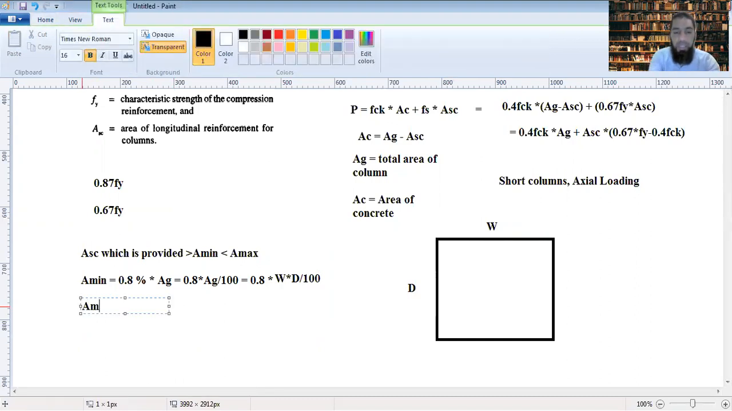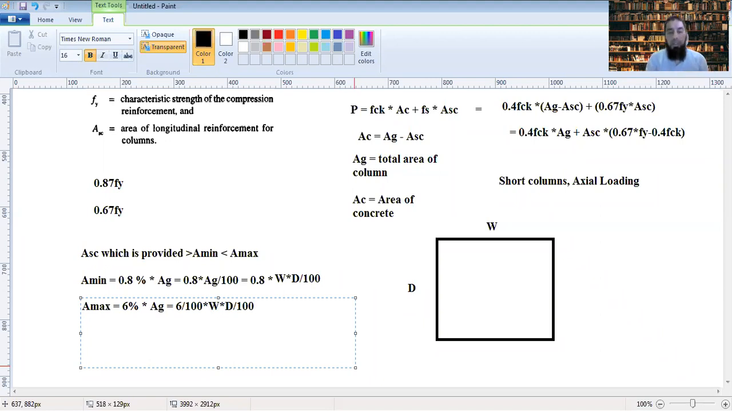Then you have A maximum. A maximum, as per the code, is 6% again of AG. So that will be 6 divided by 100 into W into D. This is the maximum area of longitudinal bars that you can provide. So minimum is 0.8% and maximum is 6%.